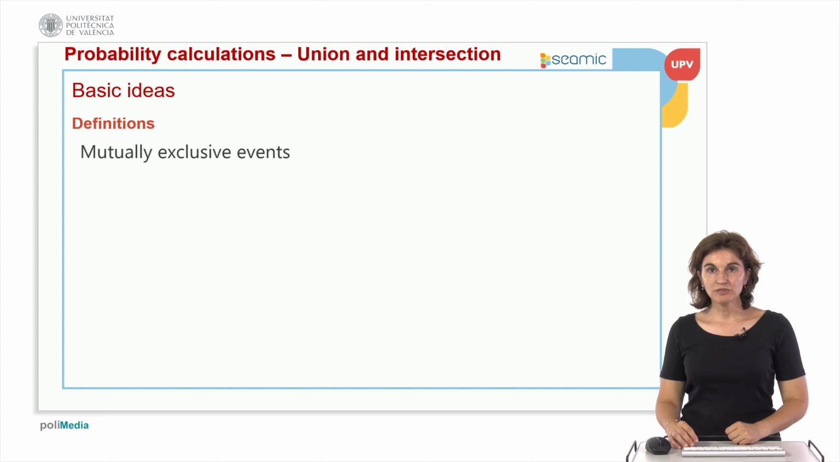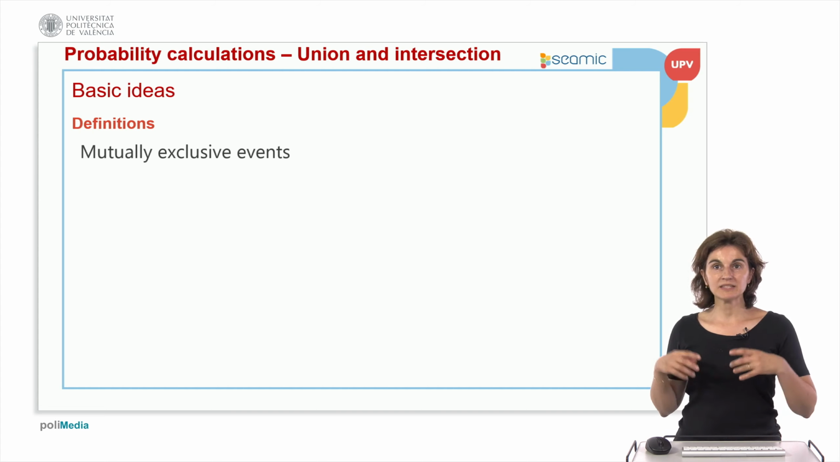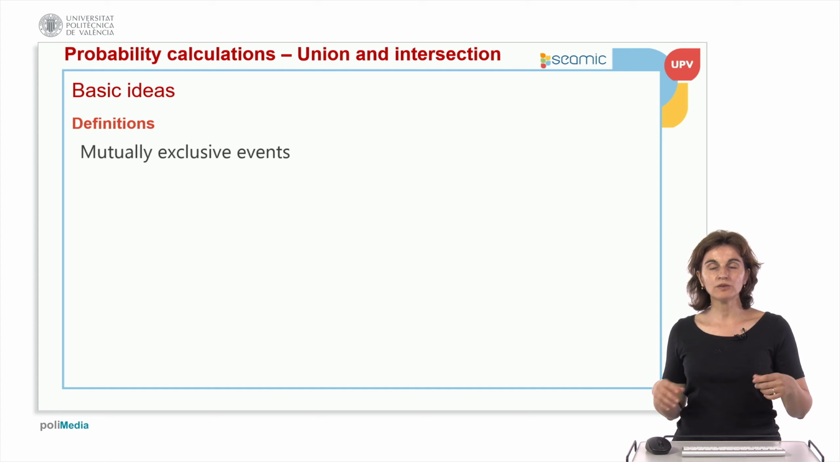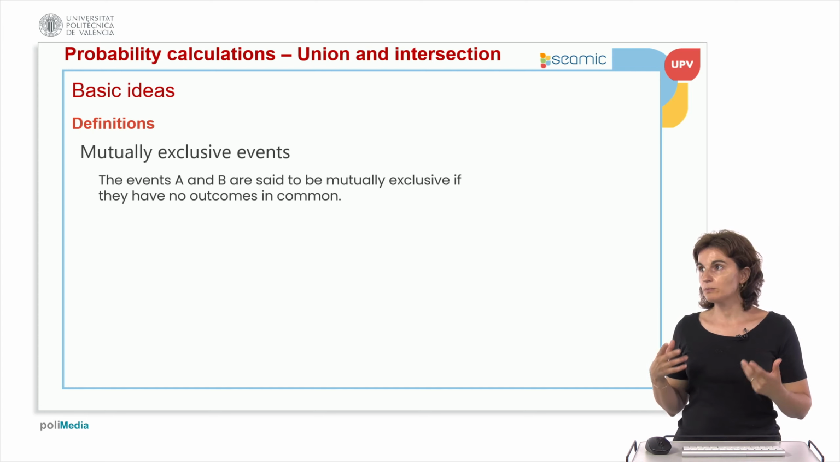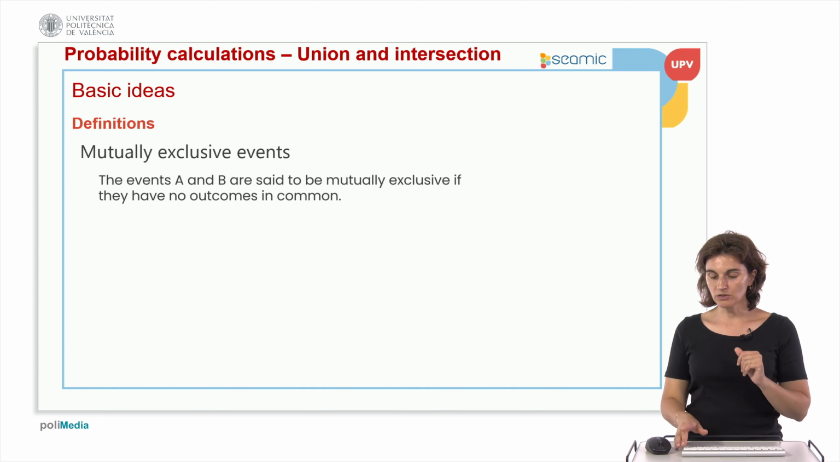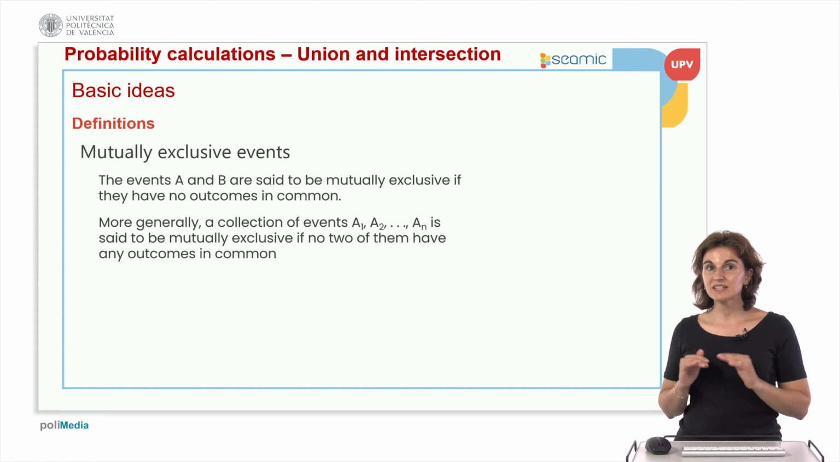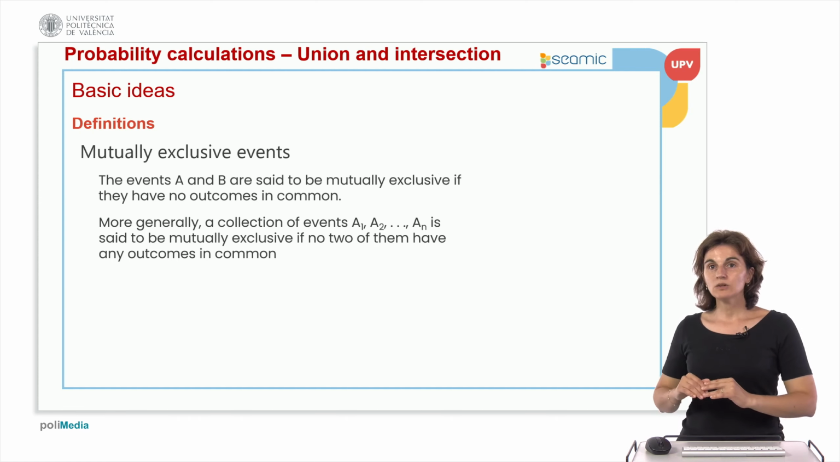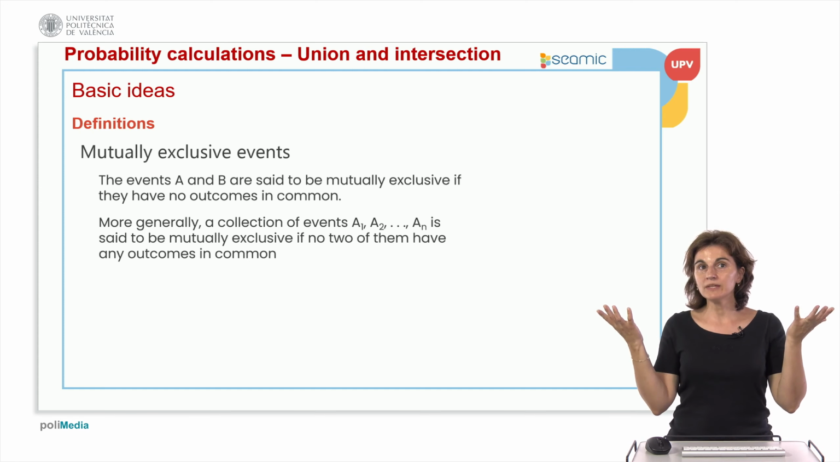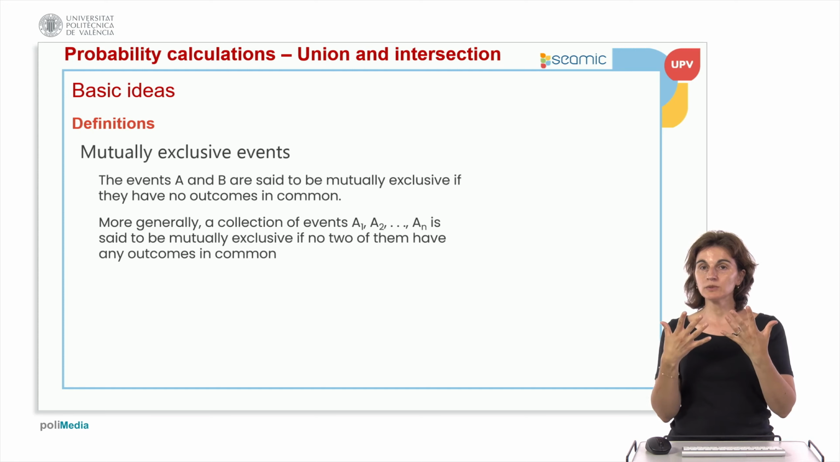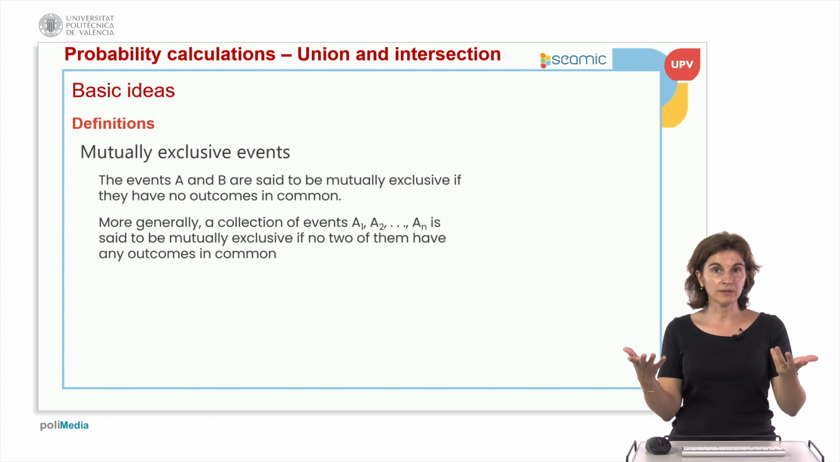We need to define an idea that will be extended later, which is the idea of mutually exclusive events or incompatible events. We talk about mutually exclusive or incompatible events if they have no outcomes in common. So, in other words, we say that the intersection doesn't exist. Here, we can see the definition: two events, A and B, will be exclusive if the intersection between them is the empty set. So, nothing is included in the intersection because it cannot happen.